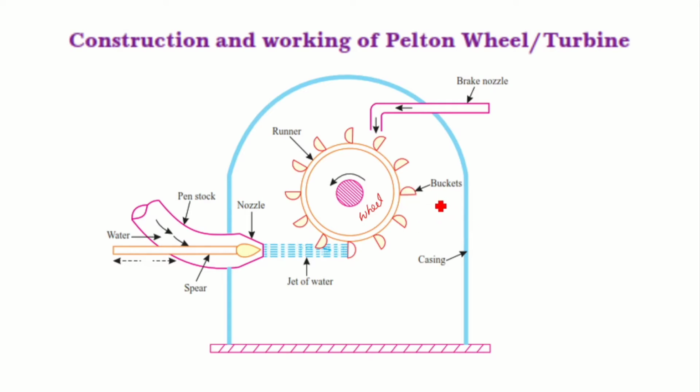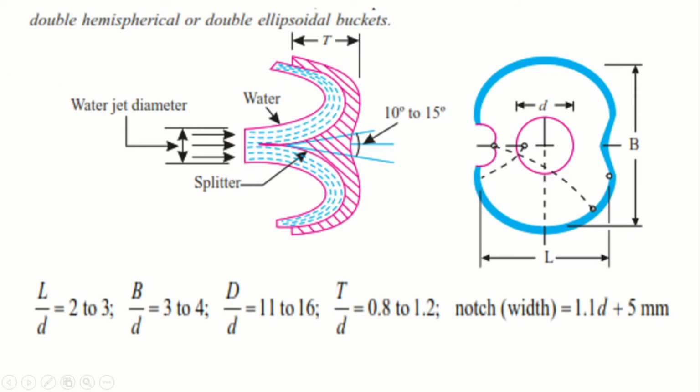The Pelton wheel bucket is a special type of bucket. It is named a double hemispherical or double ellipsoidal bucket. These buckets are known as double hemispherical or double ellipsoidal because each consists of two portions divided by a splitter. The jet of water coming from the nozzle is equally split into two. One portion moves in the topmost portion, and the other portion moves downward.